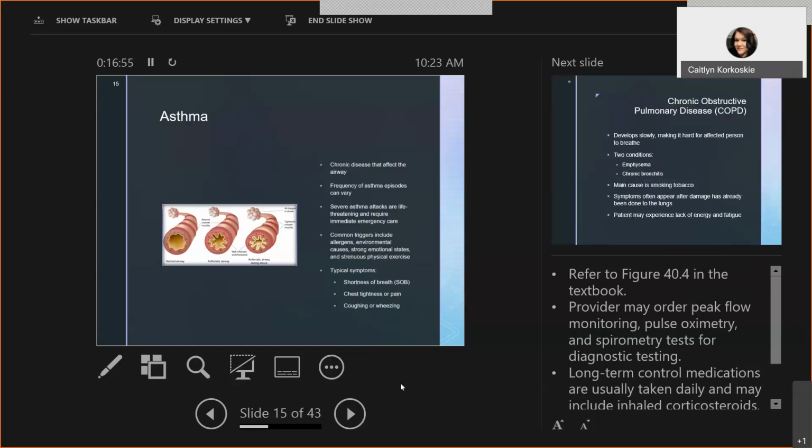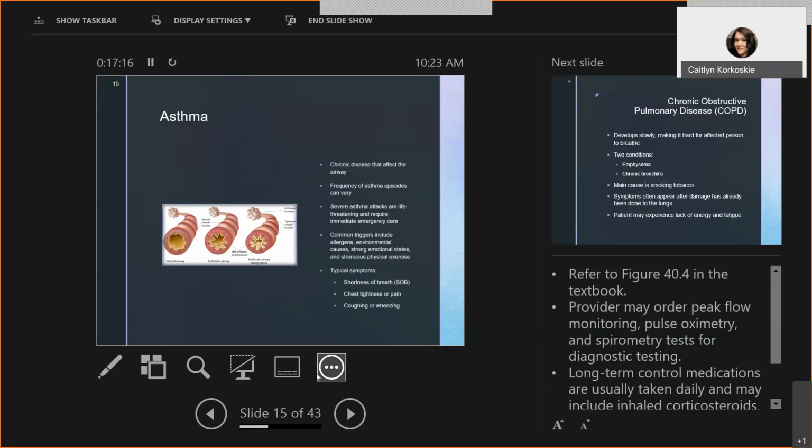So asthma is a chronic disease that affects the airway and comes in episodes. Someone can have asthma, but obviously they're not having an asthma attack all the time. In general, they are able to breathe just fine, but then certain things can trigger an asthma attack.